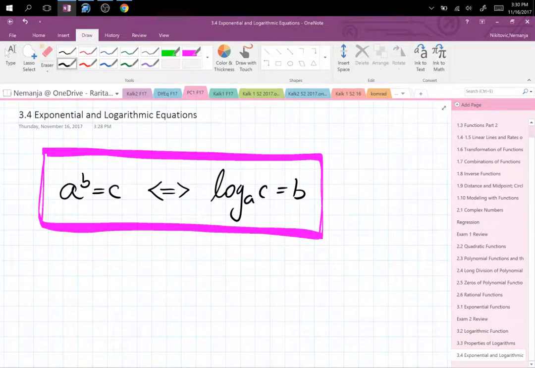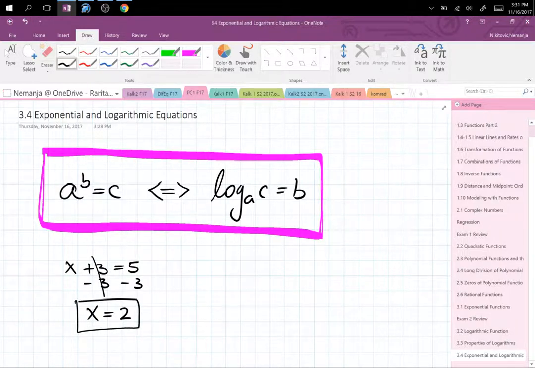You are familiar with the fact that when you're solving an equation, you are supposed to use the opposite operation. So if you have x plus 3 equals 5, you subtract 3 on both sides, you get x alone, x equals 2, and the problem is solved.